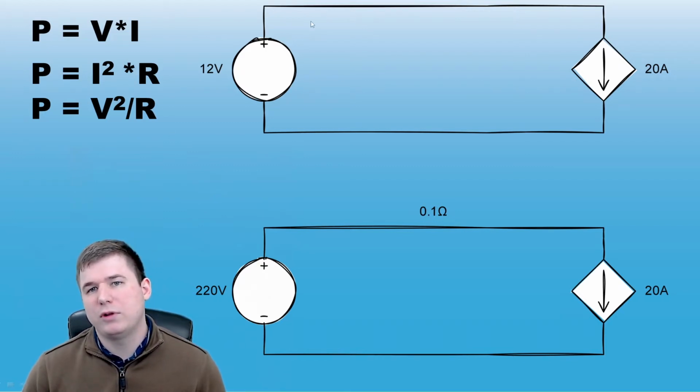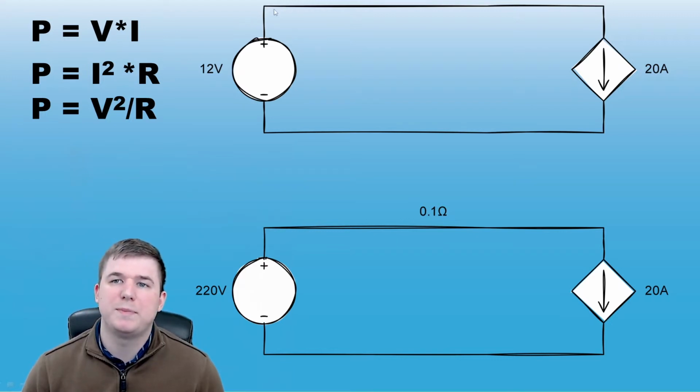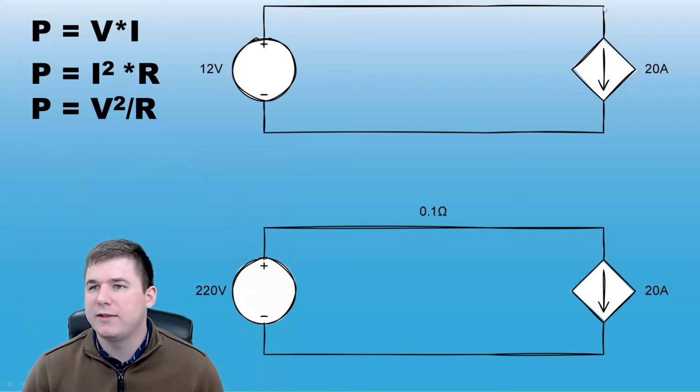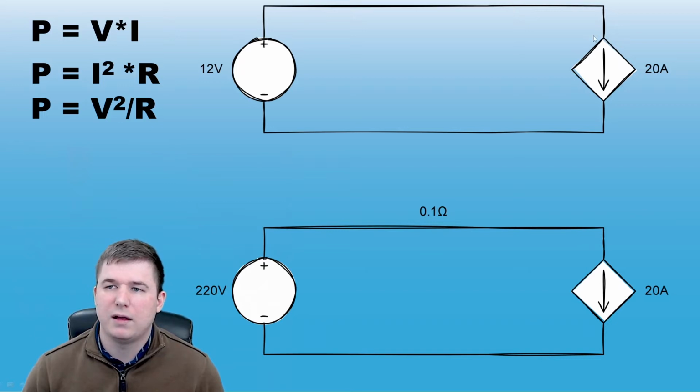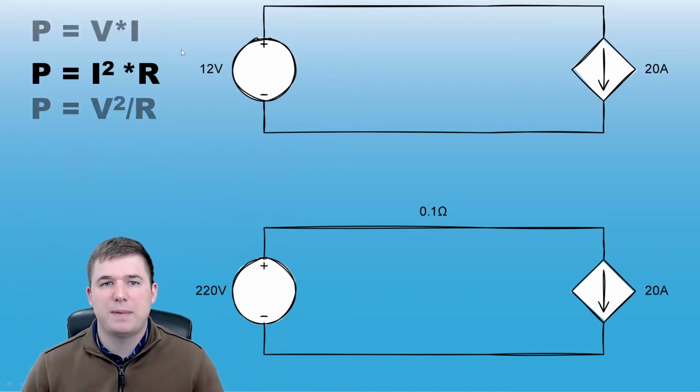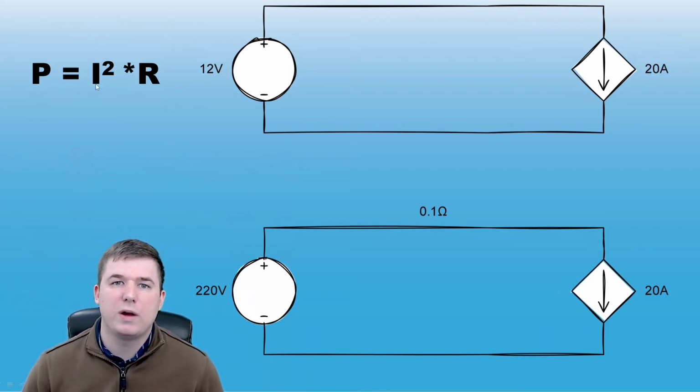We know that the voltage at both the voltage sources is 220 volts and 12 volts respectively, but once we cross to the other side of the wire at the load, we don't know what the voltage is because of the voltage drop across the wire due to the resistance of the wire. So the equations relying on knowing this voltage drop, we can't use. That leaves us with power is equal to the current squared times resistance.